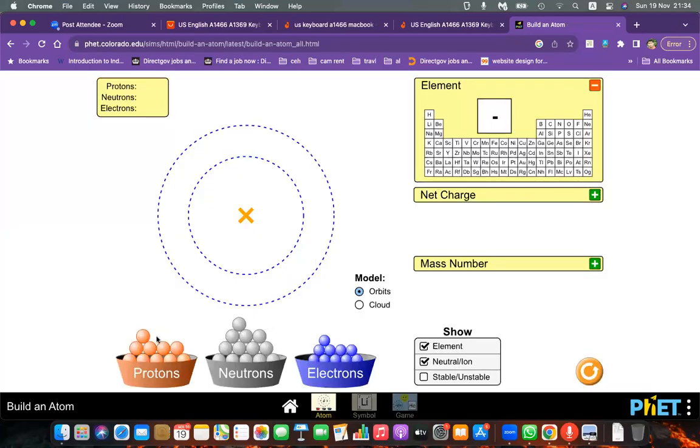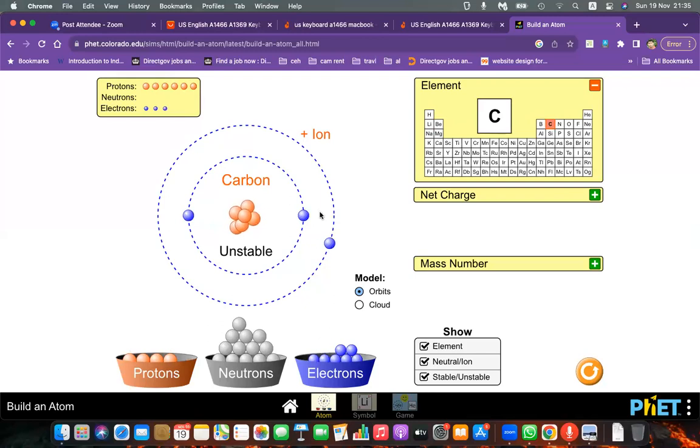Okay, let's make carbon. I put in 1, 2, 3, 4, 5, 6. Now it's carbon, but let's say it's unstable, right? Just having 6 protons, carbon is unstable. Now let's put electrons to balance it. 1, 2, 3, 4, 5, 6.